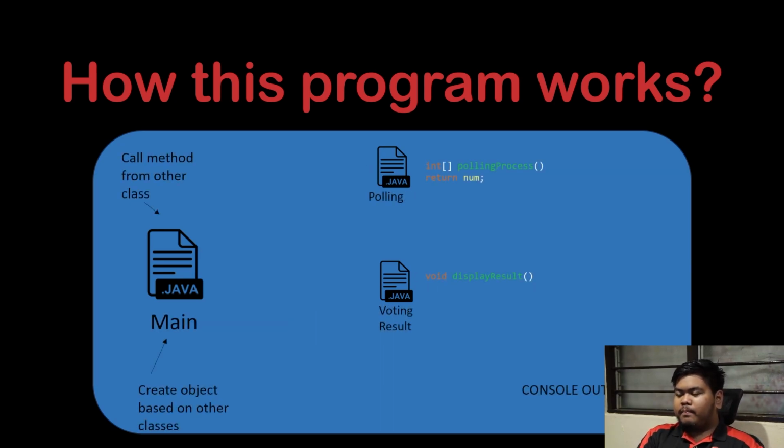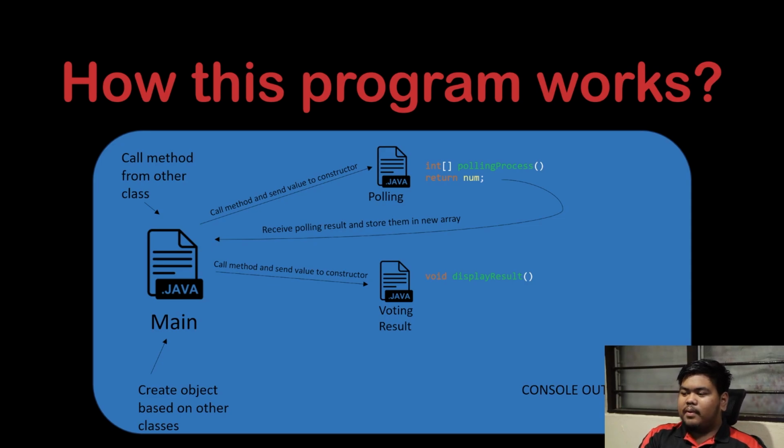And here we have the polling class and voting result class. The main Java file will call the method and send new values to the constructor. So first, the constructor will receive the value that the main Java file has sent, and then we will call the method. That method will also return something, and the main Java file will receive the polling result and store it in a new array. The main Java file will also call a method and send values to the constructor, and that method will output the voting result at the console output.